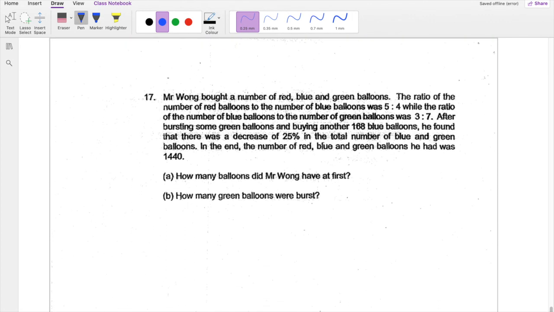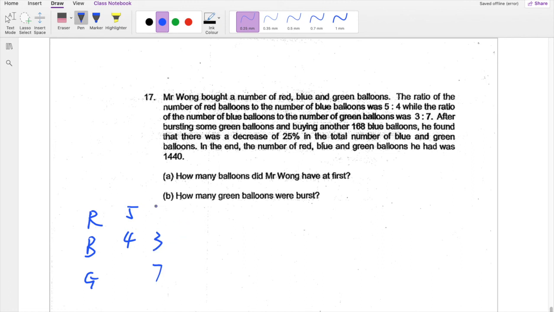Okay, here comes the last question of the paper. So Miss Wong bought number of red, blue, green balloons. The ratio of the number of red balloons to the blue is 5 to 4. Ratio of the number of blue to green is 3 to 7. Okay, it's red, blue, green, right? This one to this is 5 to 4. Blue to green is 3 to 7.